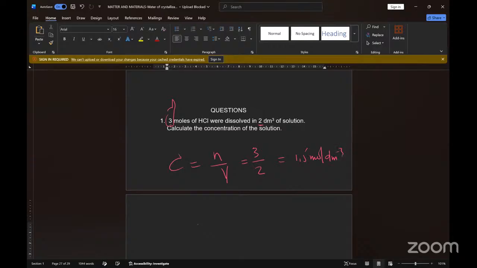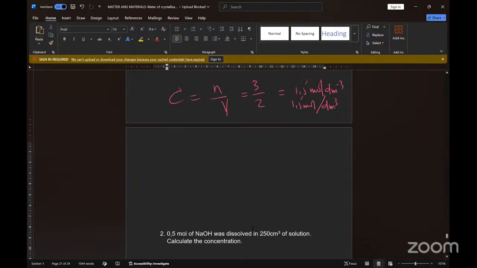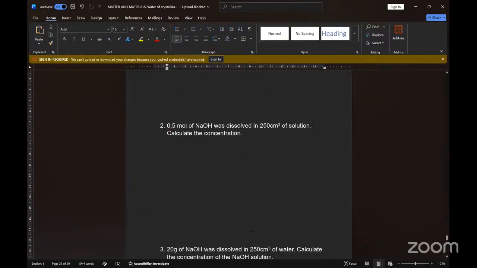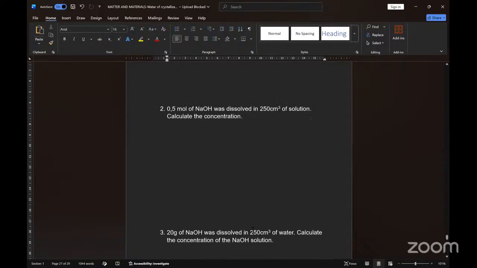You can write it like this, or you can say 1,5 mole dash dm3. So this is how you do it. Number of moles divided by volume. Fortunately, the volume is in decimeter cube, so you don't change it. You just plug it in. So that is that.